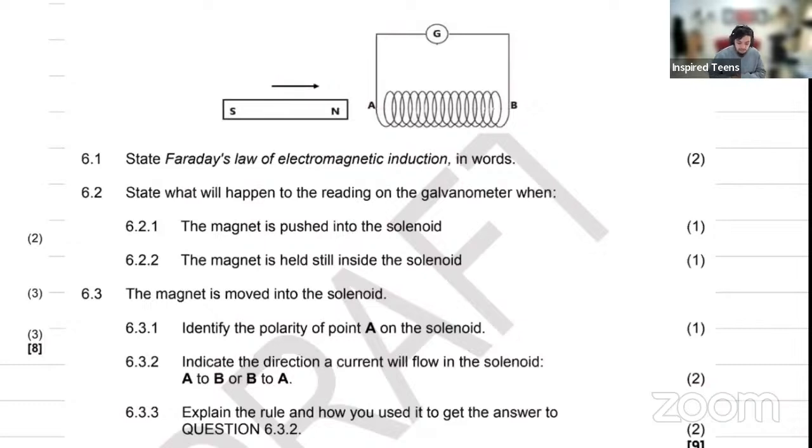Okay, the magnet is moved. Okay, we can discuss this one. So the magnet is inside, with a South Pole and a North Pole.